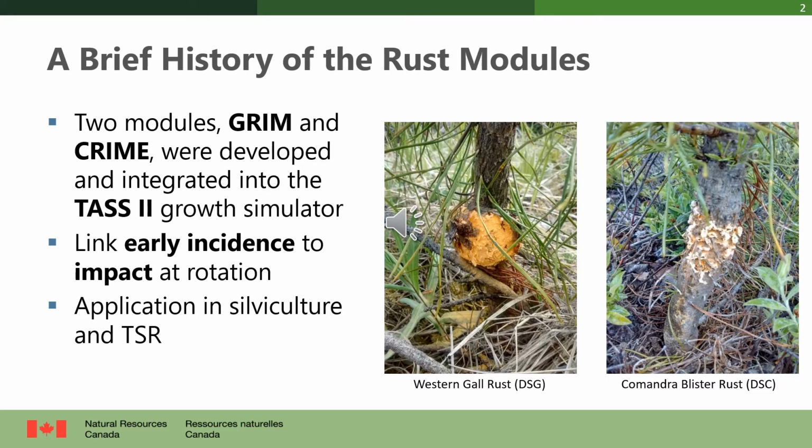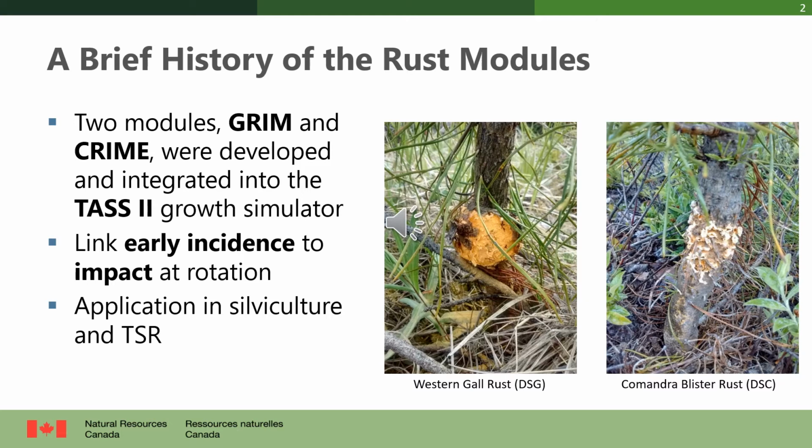The two modules for rusts are called GRIM for Western Gall Rust and Crime for Commander Blister Rust. These rusts affect hard pines, and within the province of BC, they are generally found on lodgepole pine. In areas of the province where these two rusts are prevalent, there is concern that they could impact volumes at rotation.